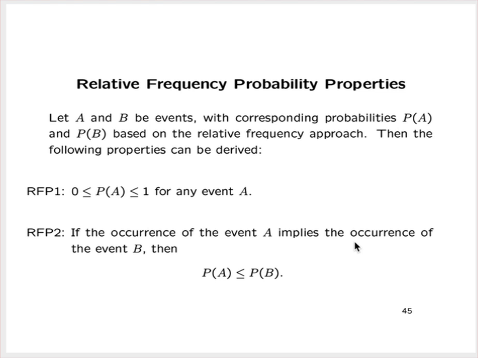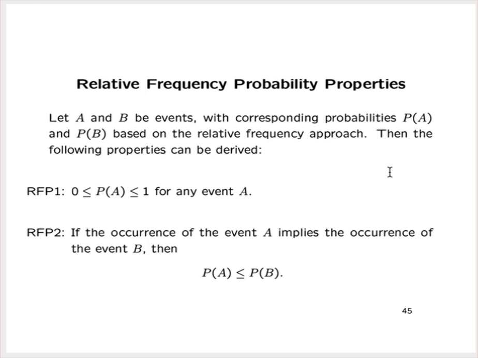Okay, so now that we've defined relative frequency probabilities, let's talk about properties of relative frequency probabilities. If you remember, we made the statement back when we first talked about relative frequency probabilities in a previous lecture that properties of relative frequency probabilities can be mathematically derived and mathematically proven. And so here are some properties that relative frequency probabilities possess.